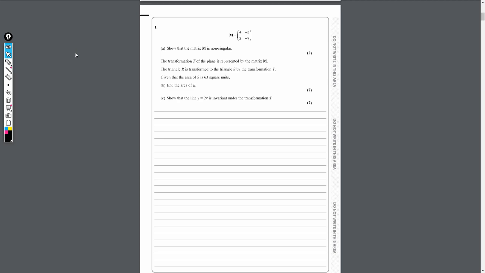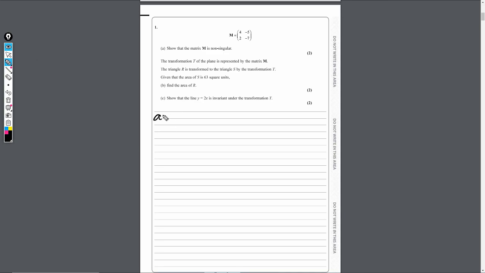So this paper was pretty challenging overall. I'd say there were definitely some tricky questions in it, but the first few questions are quite a nice introduction to the paper. So let's take a look at these. Question 1 is a question regarding matrices. Part A, we have to show that the matrix M is non-singular.